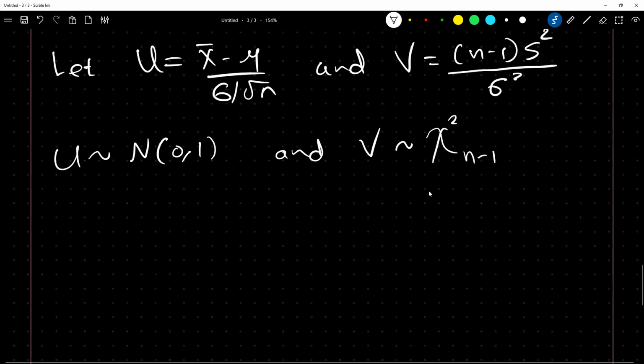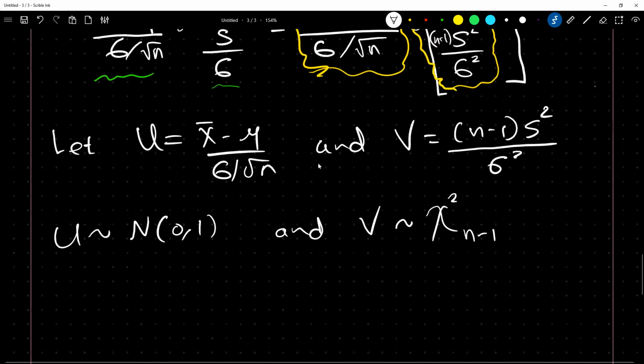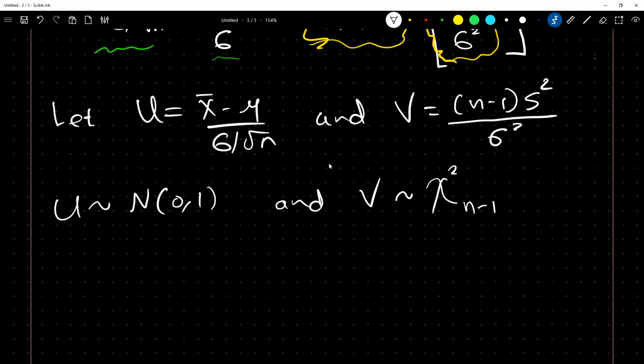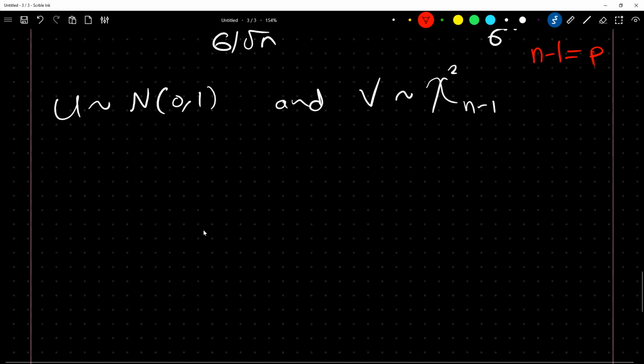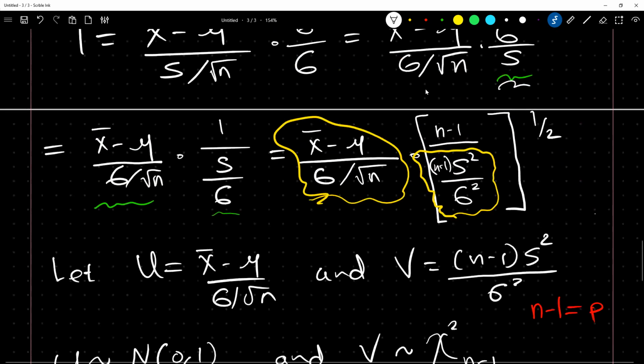Okay, so now what I've accomplished is that I've got my t statistic in terms of two random variables with known distributions. And before I go any further, I want to make a substitution here. I want to let n minus 1 equal p, just to make the rest of my work easier. So then what do I have now? I've got t is equal to u multiplied by p divided by v to the 1/2 power. Okay, so now, let me just make sure I got that right.